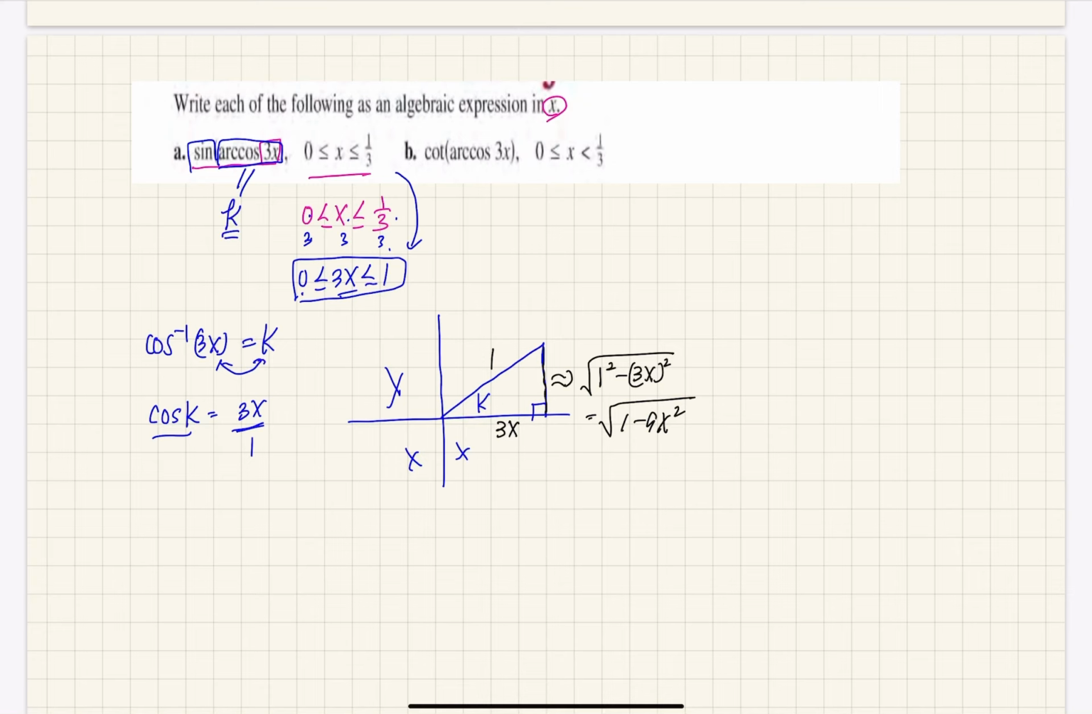Then we are finding sine k, because we already substituted k for this expression. What's sine k? k is here, right? So sine k is opposite over hypotenuse: square root of 1 minus 9x squared.